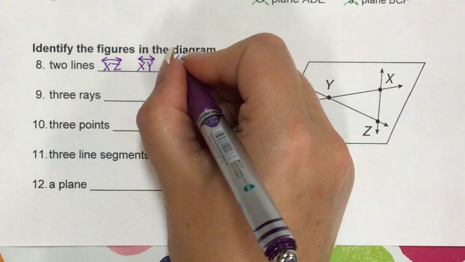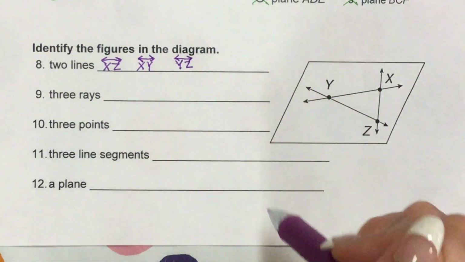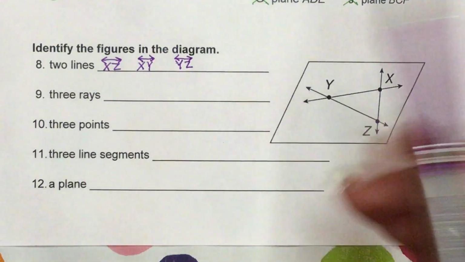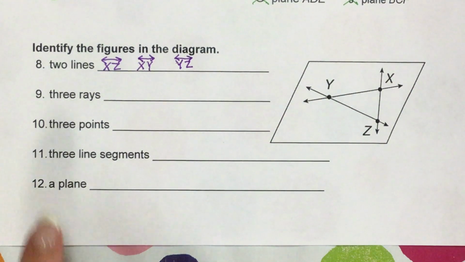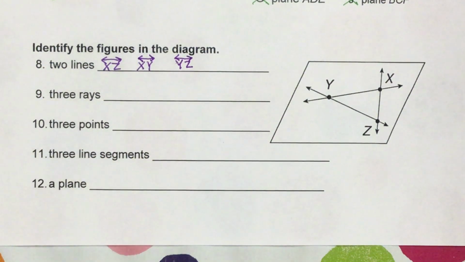Okay, so I know we only have to do 2, but if you had ZY, that would be the same as long as it has that little line notation on top. So if you have any 2 out of these 3, great job. Okay, the next thing we need to do is identify 3 rays. Okay, let's do it.